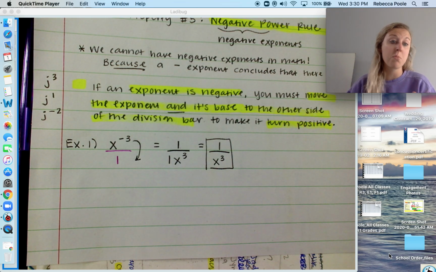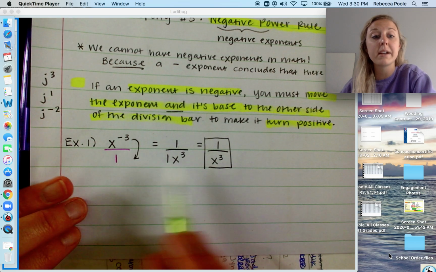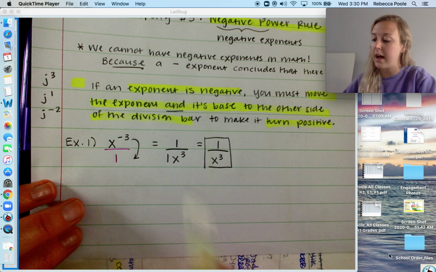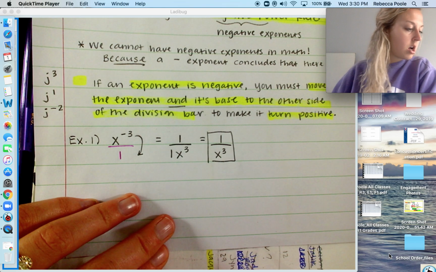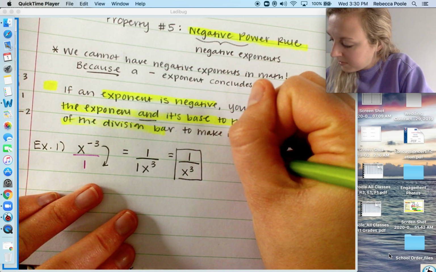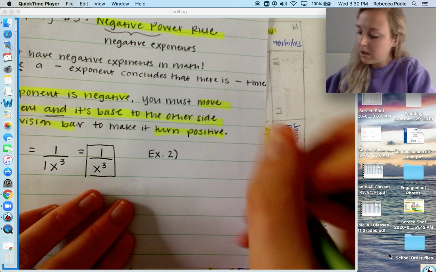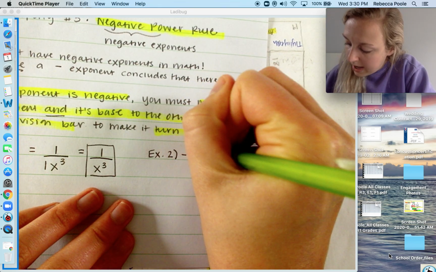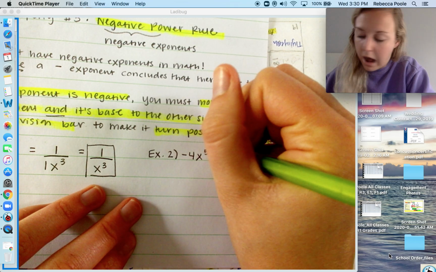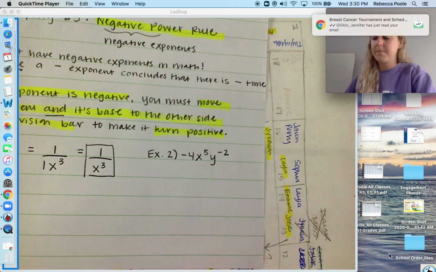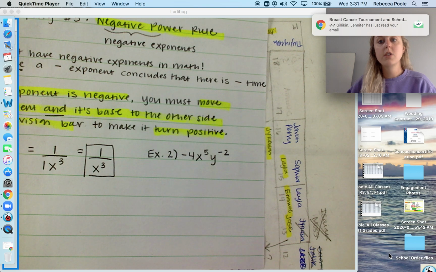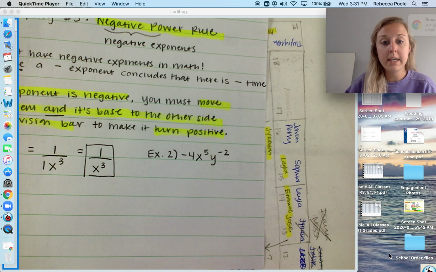I've got like 4 more examples for this one because I want to make sure y'all are good with this, because this is one of the biggest topics for Math 2 and Math 3, okay? All right, so let's do another one. I'm going to put it right here because I have a feeling I might run out of room. Negative 4x to the 5th, y to the negative 2nd. All right, so I only see 1 negative exponent.